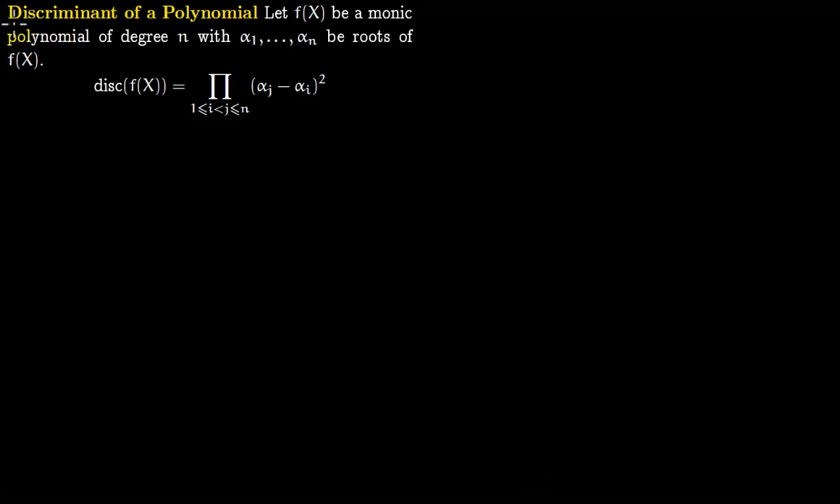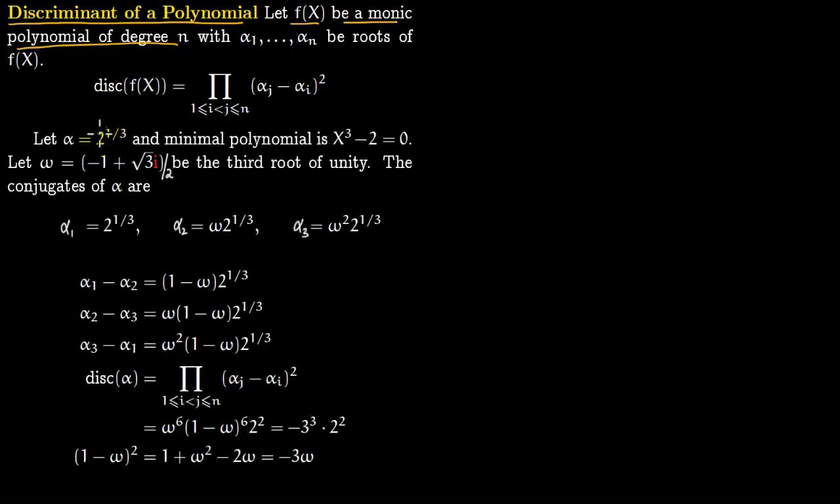So now we talk about the discriminant of a polynomial. Let f(x) be a monic polynomial of degree n, and let alpha 1 to alpha n be the roots of f(x). So the discriminant of f(x) is the product of (alpha j minus alpha i) squared. Let us see an example and compute the discriminant.